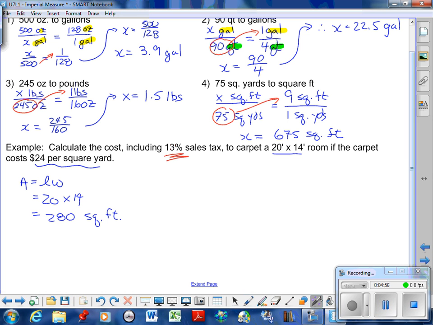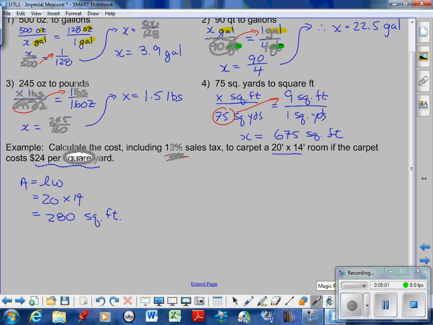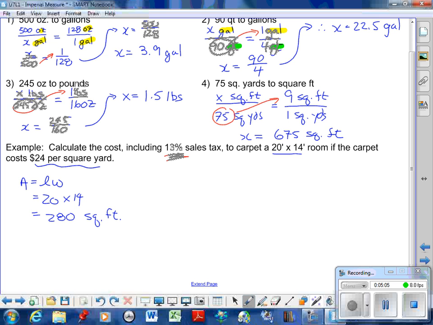question, the reason I'm bringing this one up, is our cost is in square yards. Our answer is in square feet. So we're going to have to convert. I want to know how many square yards there are when I have 280 square feet. I already did it in a previous question above. I know that 1 square yard has 9 square feet.